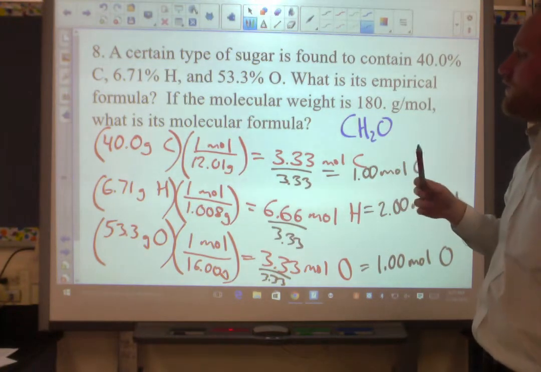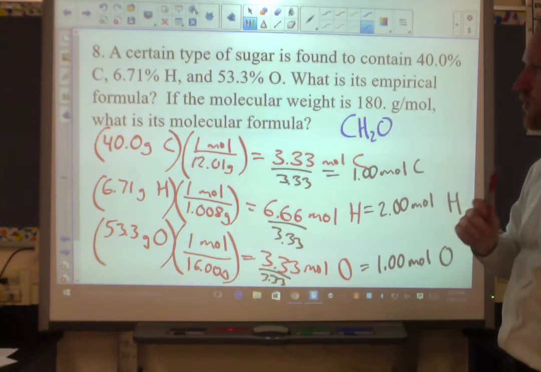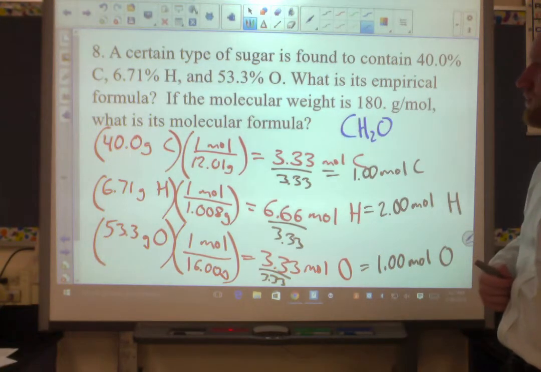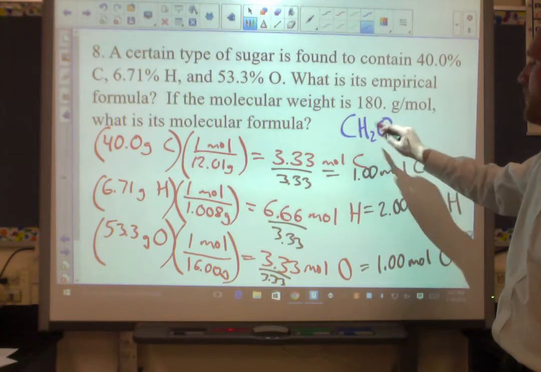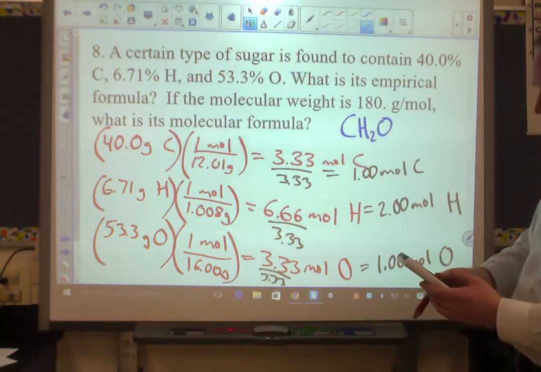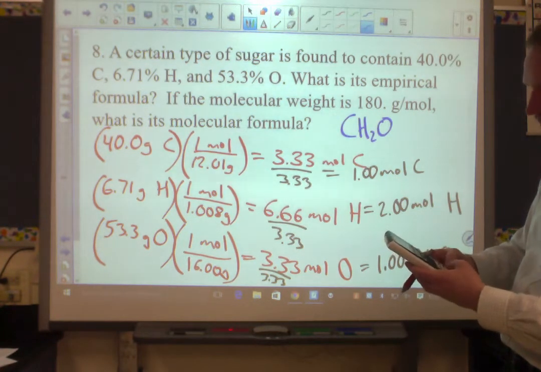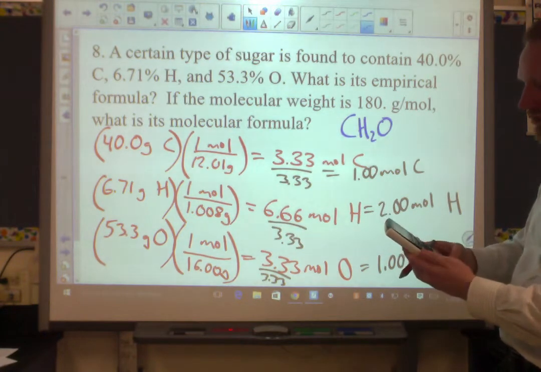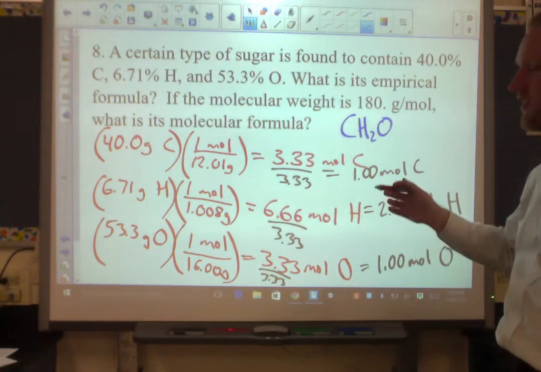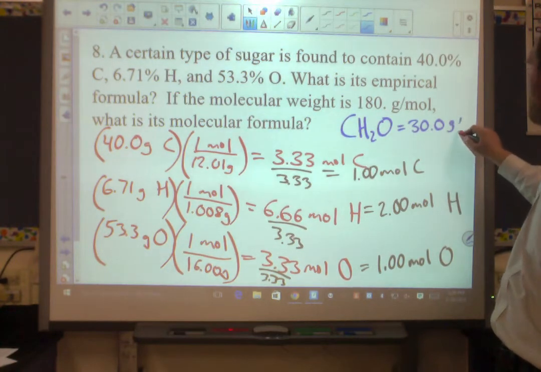In order to find the molecular formula, the first thing you need is your empirical formula. Then you also need to look in the problem and find the molar mass, also known as molecular weight. It says it's 180 grams per mole. So you find the molar mass of your empirical formula, and then you compare it to that. CH2O: one carbon is 12.01, two hydrogens is 1.008 times 2, and oxygen is 16. I add them up, I get 30.03. That's very close to 30, so we call it 30.0 grams per mole.